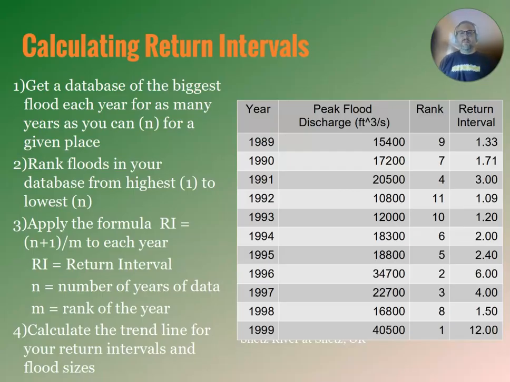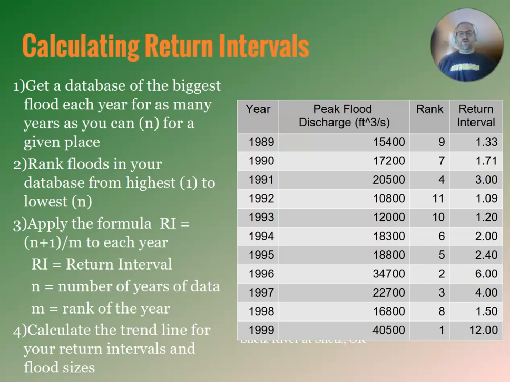So you can see on this data here, in this case, we have discharge data in cubic feet per second. So our biggest flood was the one in 1999 at 40,000 cubic feet per second. So we called that 1. Then our next biggest was 1996 with 34,700 cubic feet per second. So that's our number 2, all the way down to our year that had the smallest flood, which was in 1992 at 10,800 cubic feet per second. So that gets our lowest rank of 11.